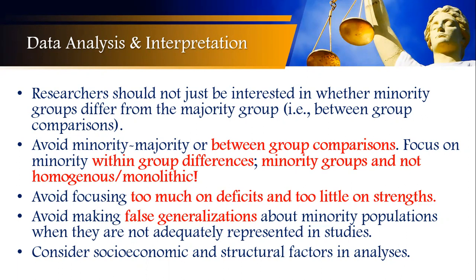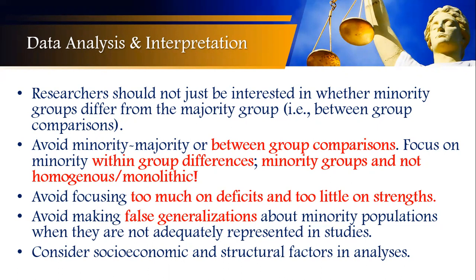We also want to avoid making false generalizations about minority populations when they are not adequately represented in studies. So again, we talked about this earlier, and how we really want to be careful to not overgeneralize or make any false generalizations. So we always want to think about to what extent a particular group is represented. And when we see proportionately how groups are represented within a given study, that gives us an idea of how to draw the correct generalizations based on who was included in the study and who was excluded.